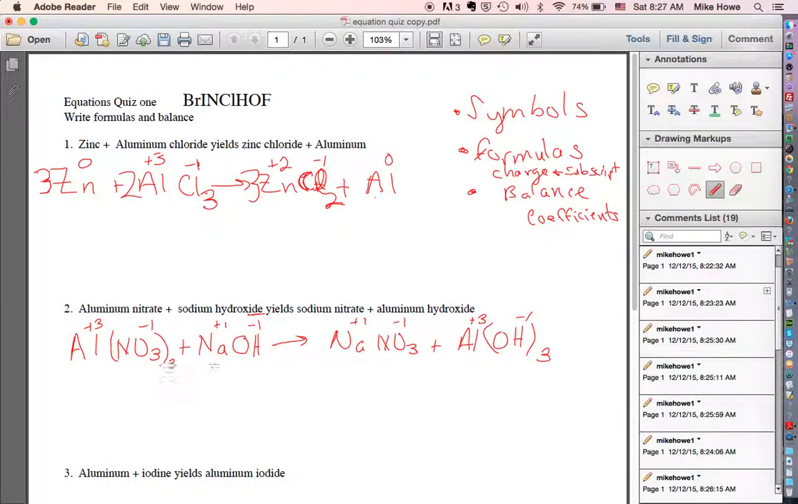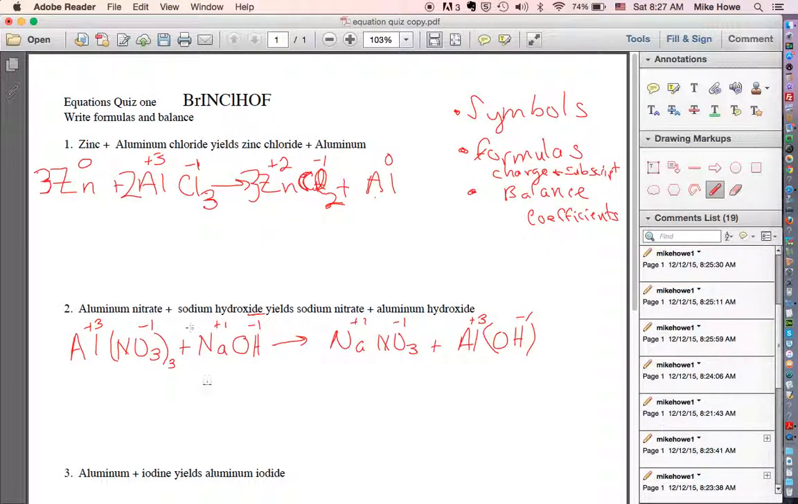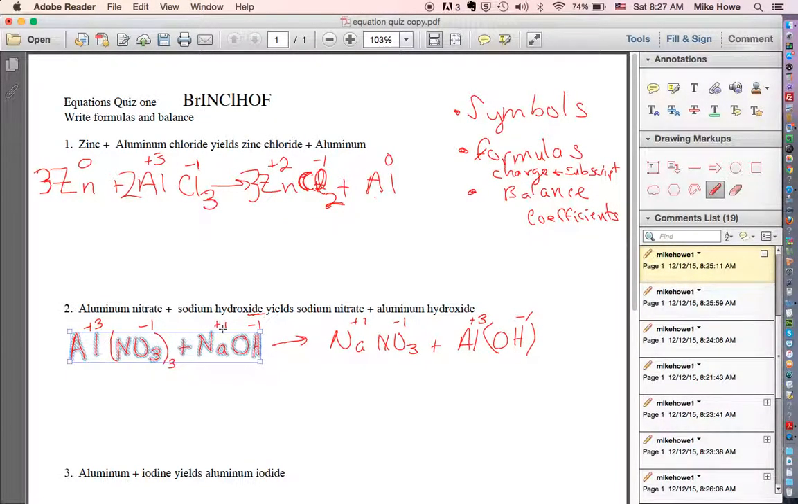All right, so on this side there are 3 nitrates. On this side there's only 1. So I have to put a 3 in front to make 3 nitrates. There is a side effect. That gives me 3 sodium atoms. So over here I'm going to need to put a 3 in front of the NaOH. If I can get my little pen to work correctly.